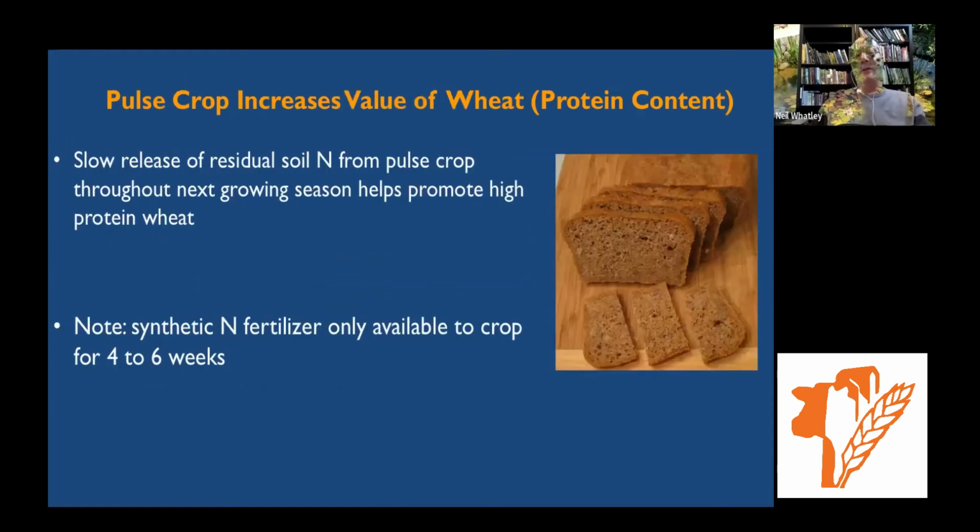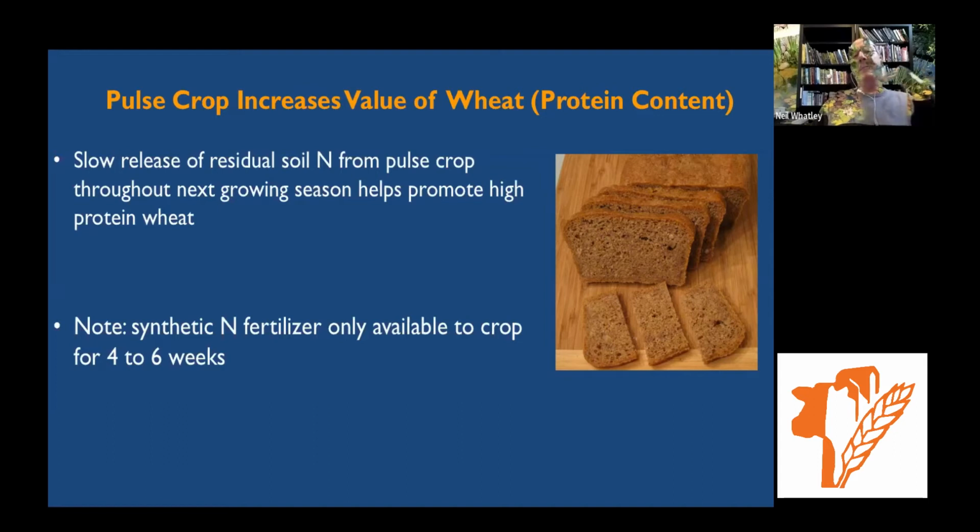Pulse has also increased the value of wheat grown in rotation. So if you grow wheat after pulses, there's a slow release of residual soil nitrogen from the pulse crop throughout the next growing season, which helps promote high protein wheat. And of course, we know we can get a premium if we've got high protein wheat. So it brings in a little bit extra money. Pulses help out that way. And just as a note, synthetic nitrogen fertilizer is only available to the crop for 4 to 6 weeks at the beginning of the growing season. So pulses give a nice flush of nitrogen throughout the growing season.